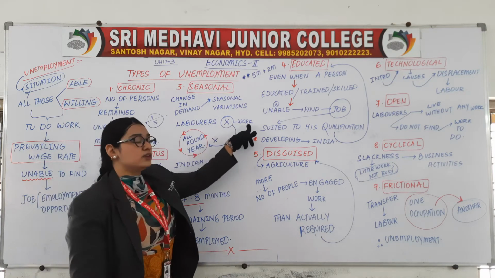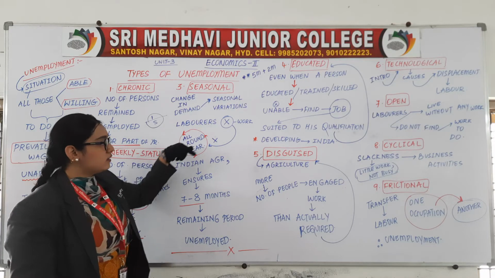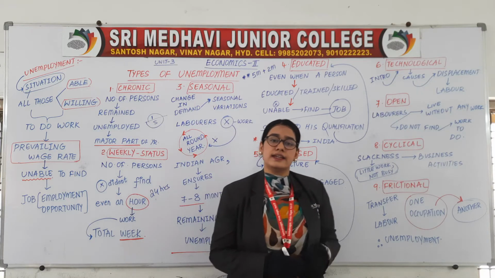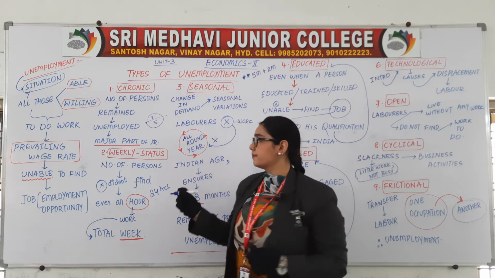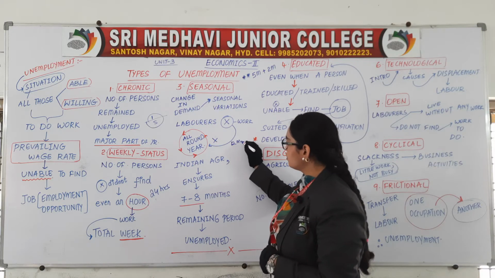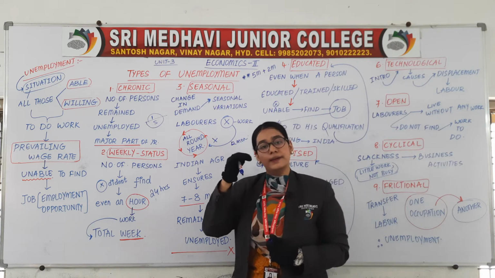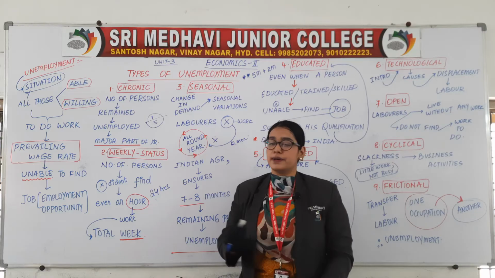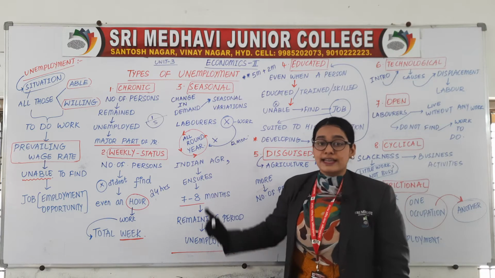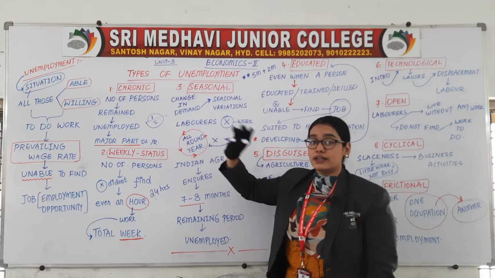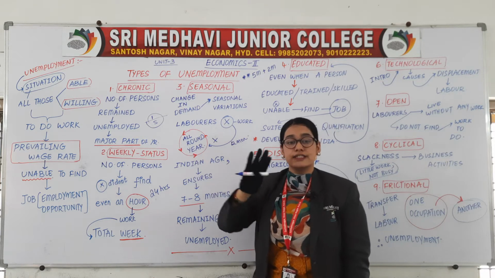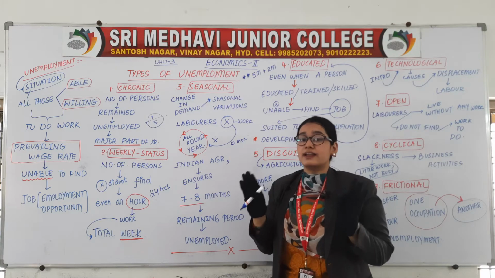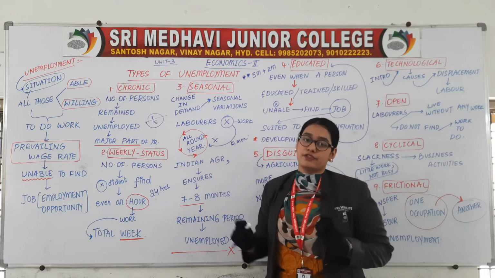Laborers do not get work all round the year. All round the year means here, how many months are there in a year? There are 12 months: January, February, March, April, May, June, July, August, September, October, November, December. So laborers, I am talking about laborers, not employed persons, teachers, lecturers. Laborers do not get work for all the 12 months of a year.